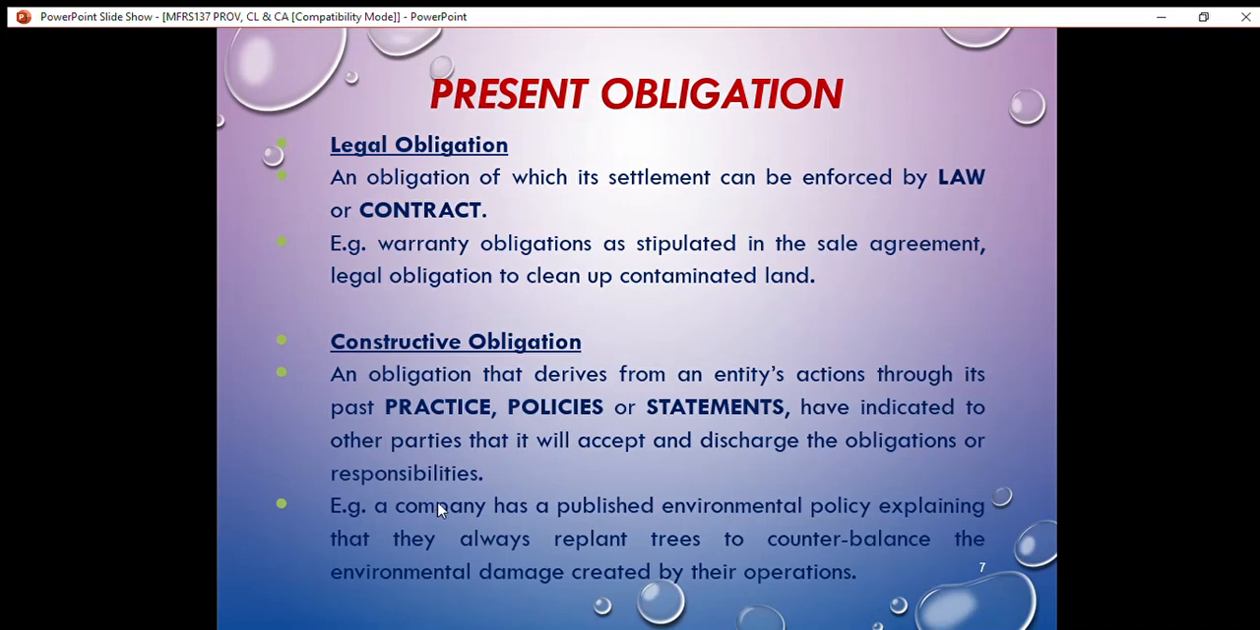For example, a company has a published environmental policy explaining that they always replant trees to counterbalance the environmental damage created by their operations.